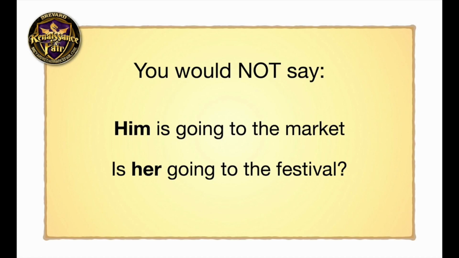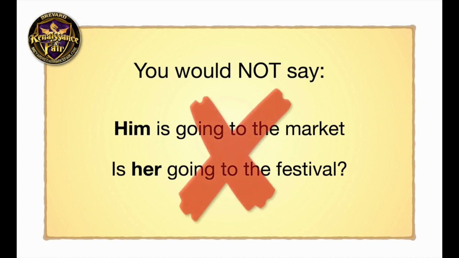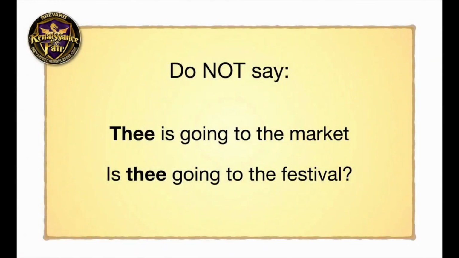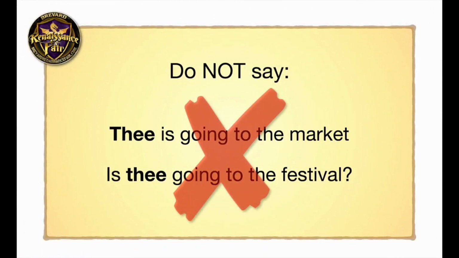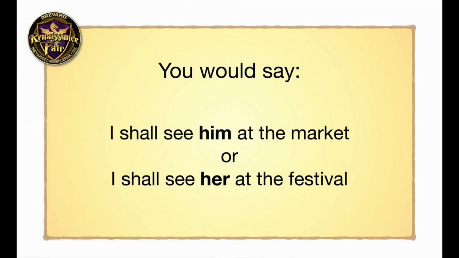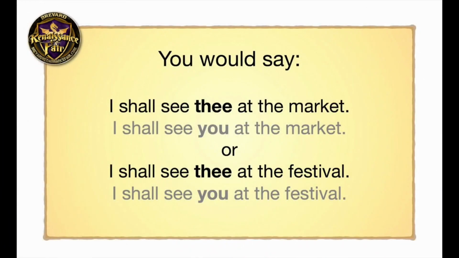It sounds weird, right? That is how silly it sounds when someone accidentally uses thee as the subject of a sentence. So do not say, thee is going to the market, or is thee going to the festival? No! Just cancel it out in your brain and pretend you never ever heard it. Do not make this mistake. You would say, I shall see him at the market, or I shall see her at the festival, right? Similarly, you would say, I shall see thee at the market, or I shall see thee at the festival, to mean I shall see you at the market, or I shall see you at the festival.